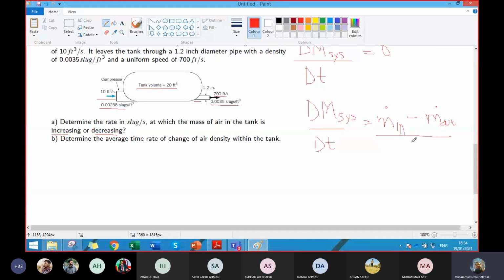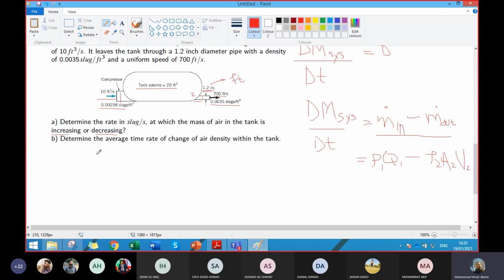Okay. Can you calculate m dot in? You are given rho 1, A1, V1, right? This is the inlet section. This is section 1. Can you calculate m dot out? This is section 2 here. Can you calculate rho 2, A2, V2? Just keep in mind that the area should be in feet squared. The diameter here is in inches. Convert this diameter into feet and then calculate the area. So when you calculate, you will get the time rate of change of mass. Okay? You can do this on your own.